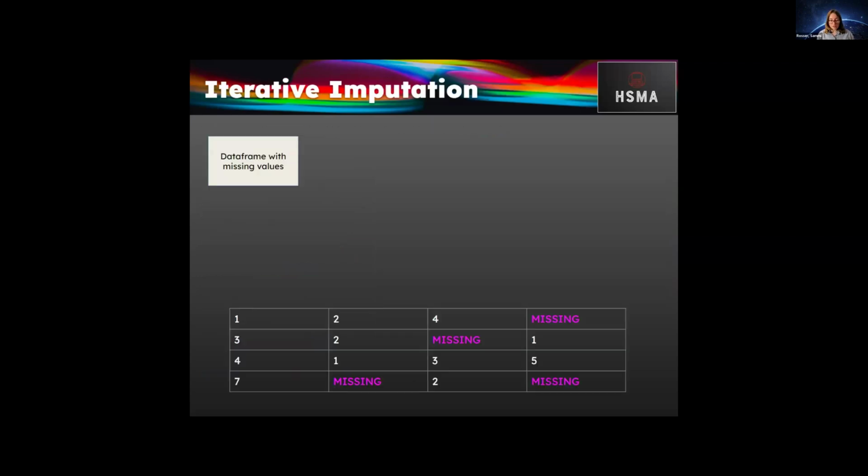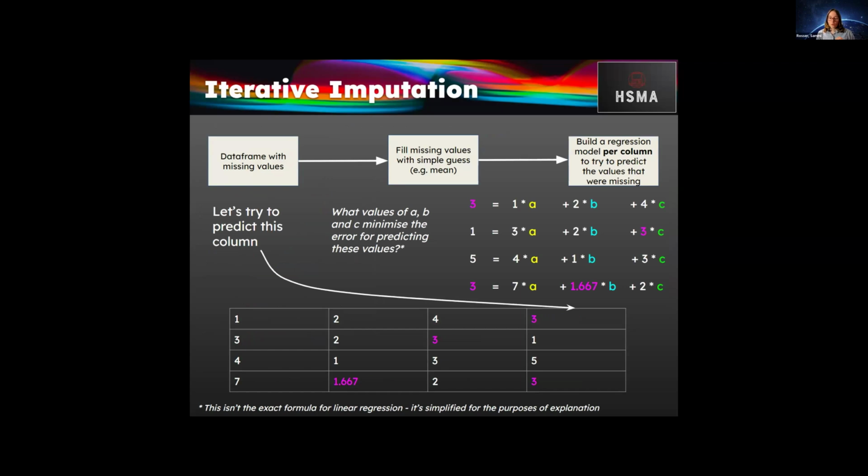In this, you have a data frame with missing values. You fill in these missing values with, to begin with, a simple guess. So in this case, we've taken the mean average, but it could be something else. It could be the median, it could be the mode. We then build a regression model, or we don't build, sklearn builds for us, a regression model per column. So a machine learning model per column, a statistical model per column, however you want to think about it, to try to predict the values that we're missing.